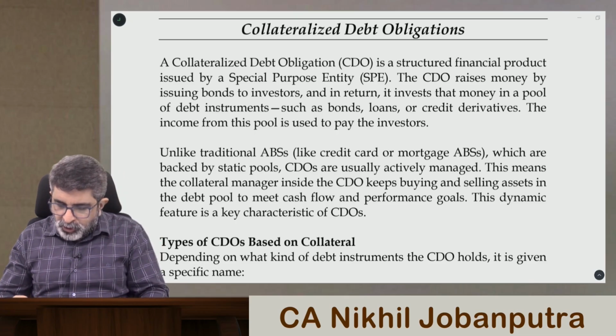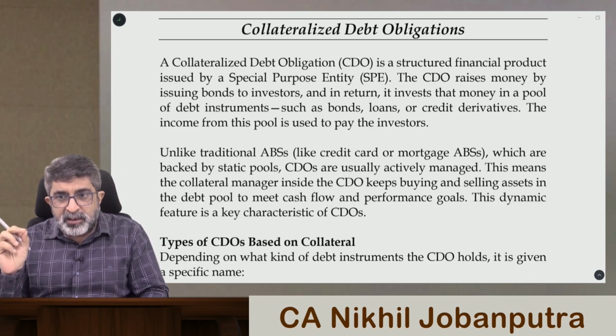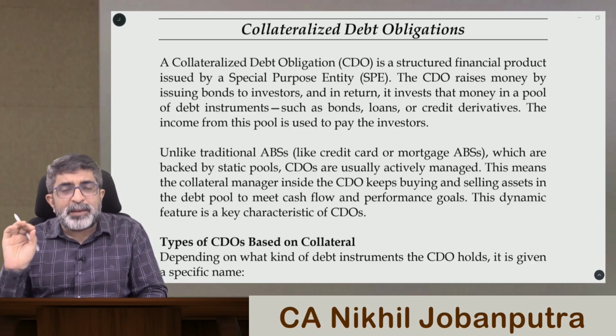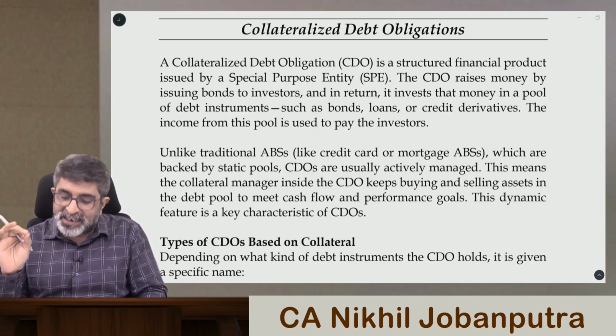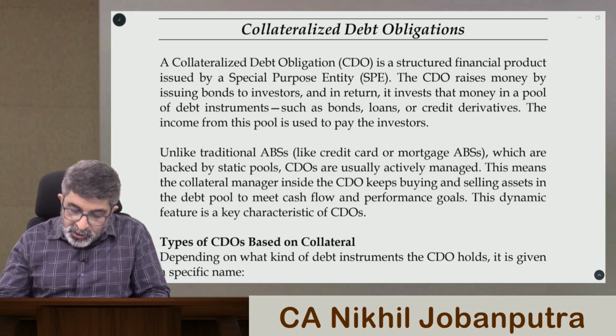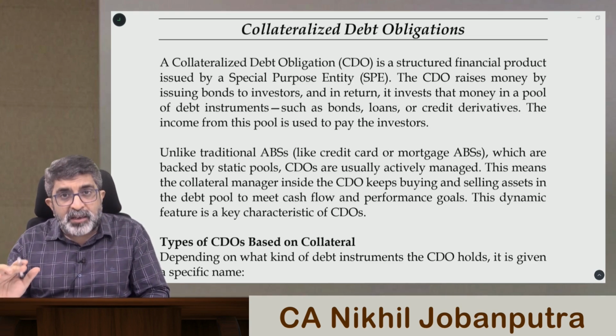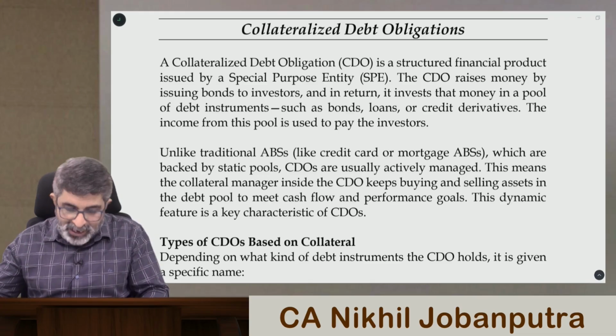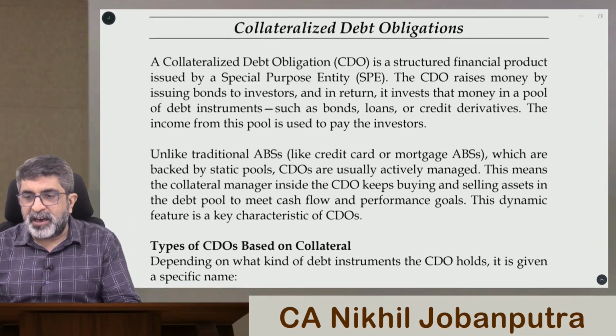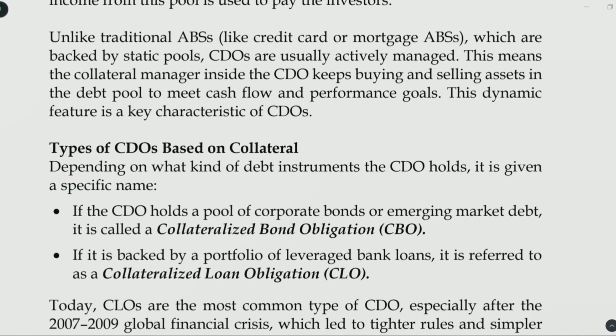So I would want you to mark this point very well, that here the asset pool is representing nothing but the portfolio of debt instruments, and the whole pool is so dynamic that the income from this pool is used to pay the investors of the ABS. So let me take the matter ahead in the discussion. Unlike traditional ABS like credit card or mortgage ABS, which are backed by static pools, CDOs are usually actively managed, and the obvious reason I told you already, these itself represent a portfolio of debt instruments.